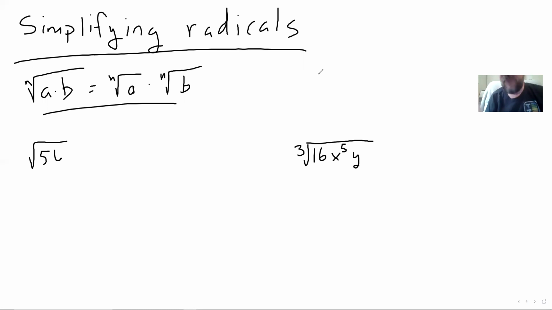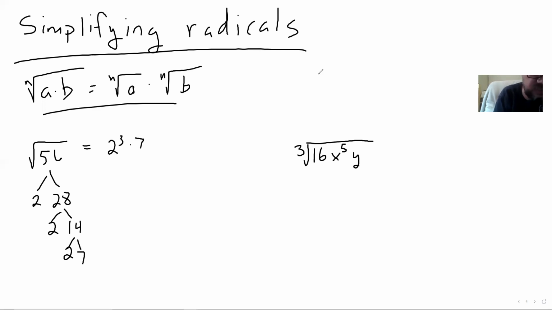And in fact, the variables are significantly easier to deal with than the numbers, because with the numbers, you have to figure out what the exponents on all of them are, and I'll show you why. So 56, let's see, 2 times 28, and this is 2 times 14, and this is 2 times 7. So I want to write this as the square root of 2 to the third times 7.